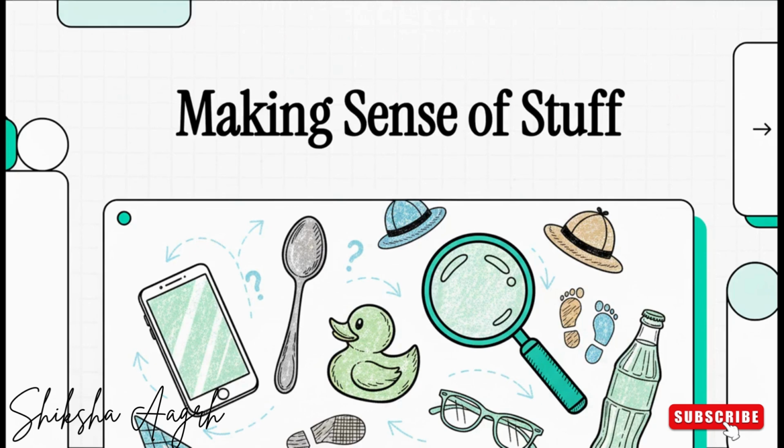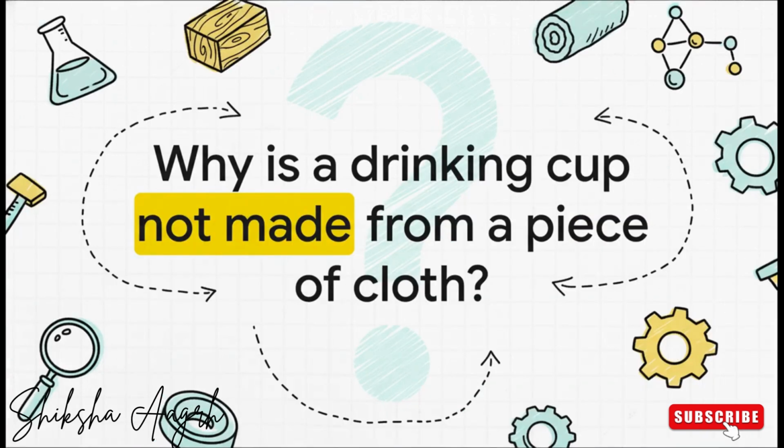All right, welcome. We're about to go on a little detective journey into the world of all the stuff around us. We're going to try and uncover the hidden rules that decide why everything, from a simple spoon to your smartphone, is made exactly the way it is. I know, it sounds like a totally silly question, right? But seriously, stick with me here, because the answer to this one simple puzzle is actually the key to understanding the entire material world. It's our very first clue.